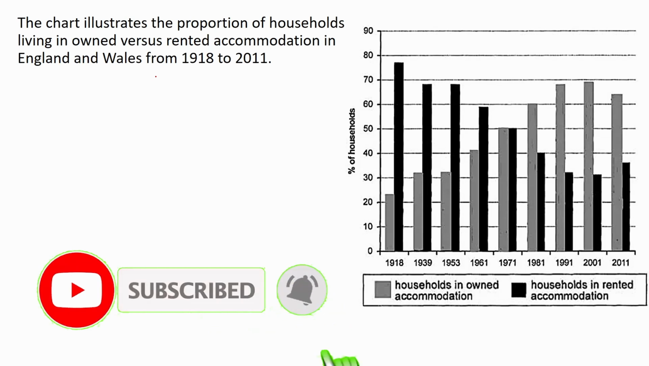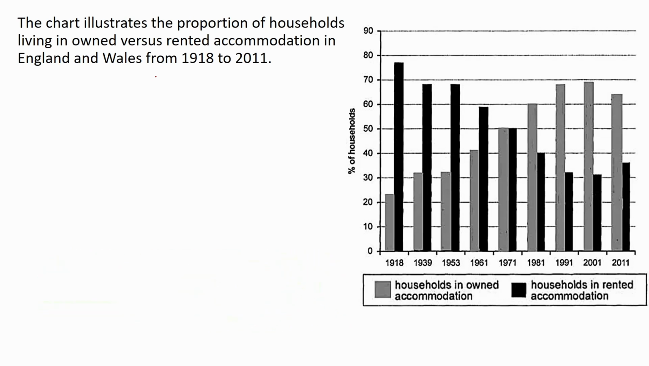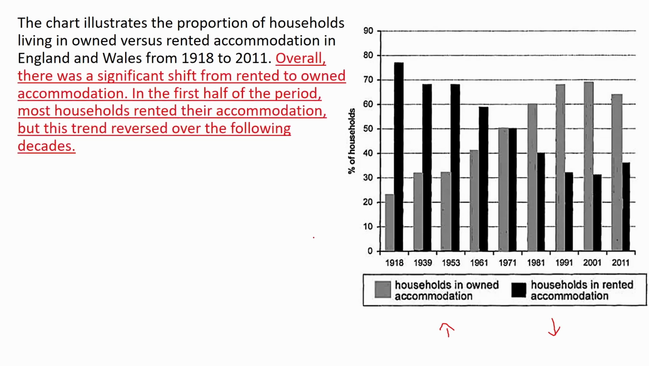Remember that I said households in owned accommodation went up a lot, and households in rented accommodation went down a lot. So these are informal, and now we need to make them formal. So I'll write something like this. Overall, there was a significant shift from rented to owned accommodation. In the first half of the period, most households rented their accommodation, but this trend reversed over the following decades.